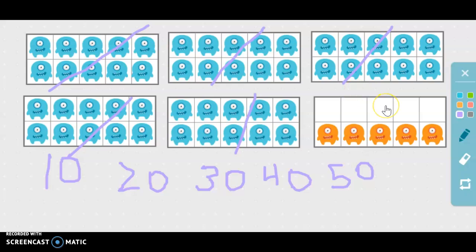Now this one isn't full, so we have to stop and count by ones now. So we are at 50, so we have to add ones now. 51, 52, 53, 54, 55. So this whole thing equals 55. 55 little monsters.